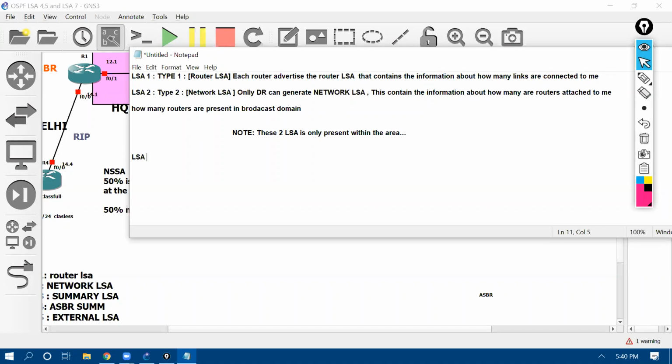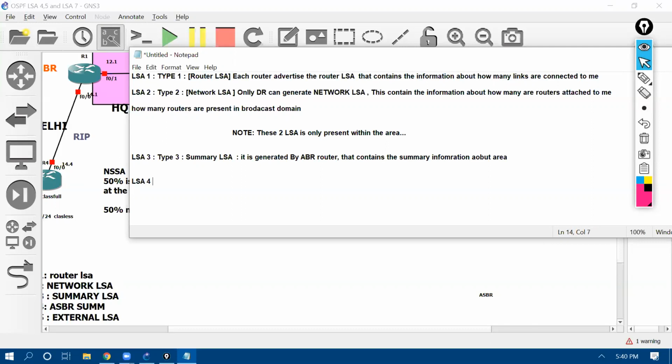Then you have LSA3, known as the type 3 LSA, and known as the summary LSA. It is generated by the ABR. That contains the summary information about the area.